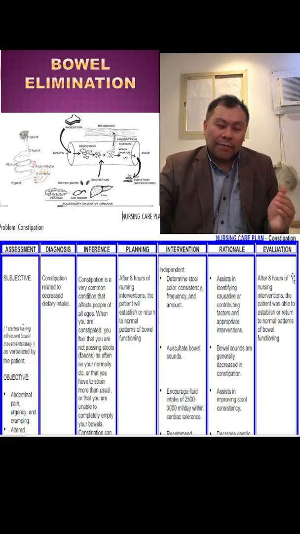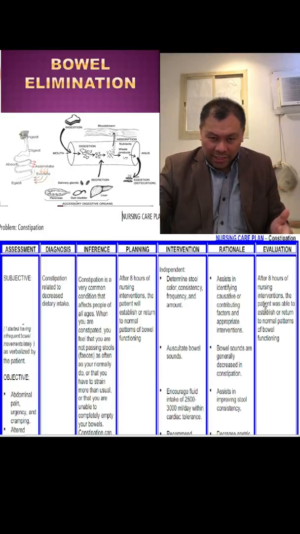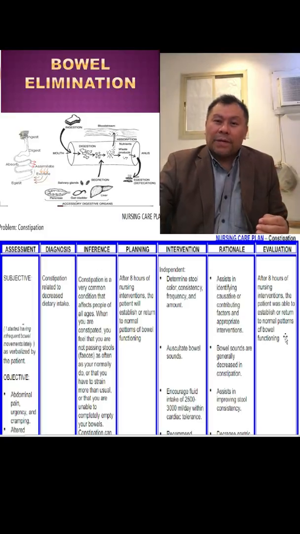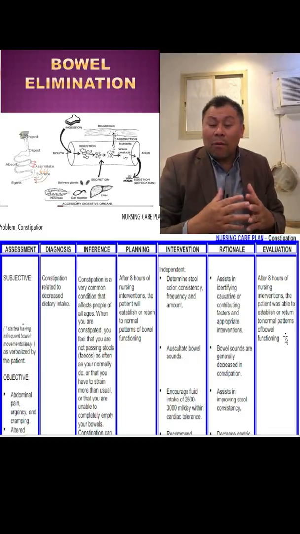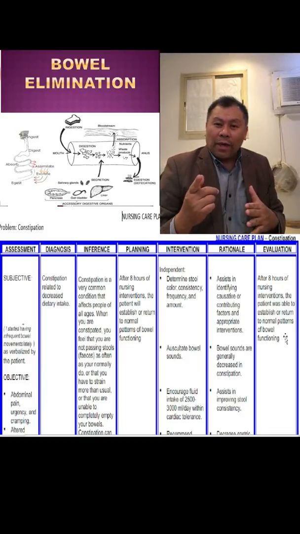And we have the last step under the nursing process, you are going to evaluate. Based on the interventions, was your goal or plan met, partially met, or if not, you are going to reassess your patient and then re-implement until the patient is okay already. So class, that is all about bowel elimination. We discussed an example of how to make a nursing care plan with the problem of constipation.